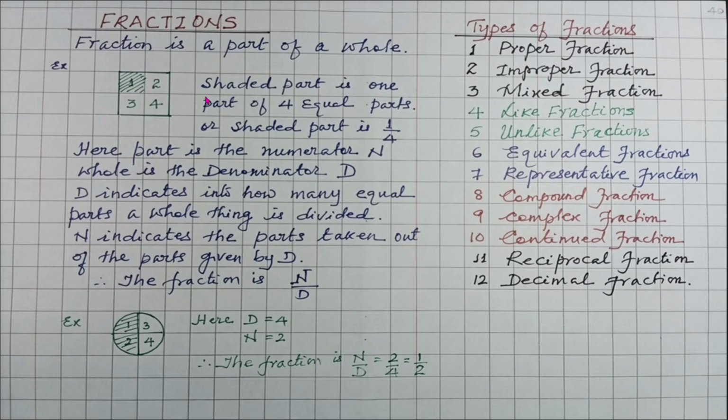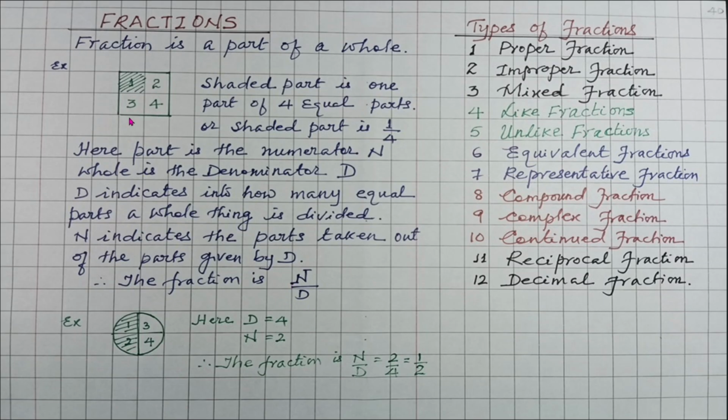A fraction has two parts, a numerator and a denominator. The numerator is 1 and the denominator is 4. Here D indicates into how many equal parts the whole thing is divided. This whole thing is divided into four parts, therefore D is 4. And how many parts are chosen? 1, and therefore N indicates the number of parts chosen from the equal number of parts. So remember, the fraction is n upon d, where n is the numerator and d is the denominator.